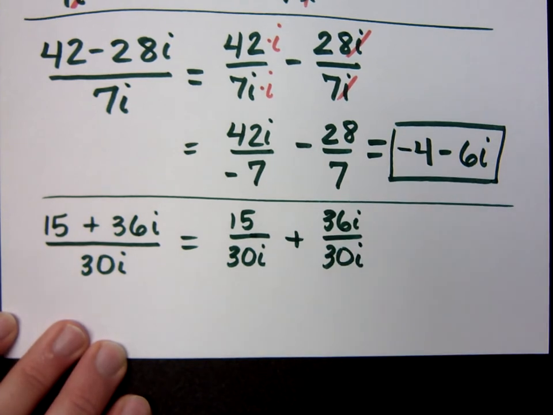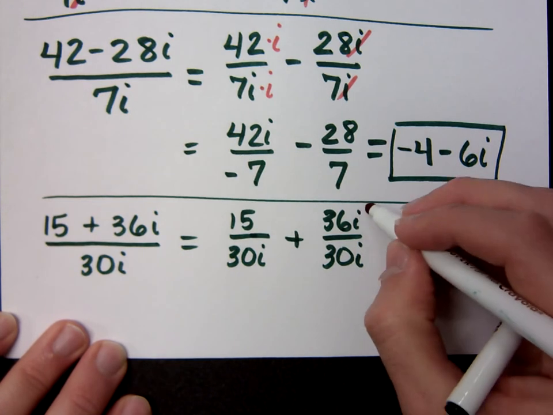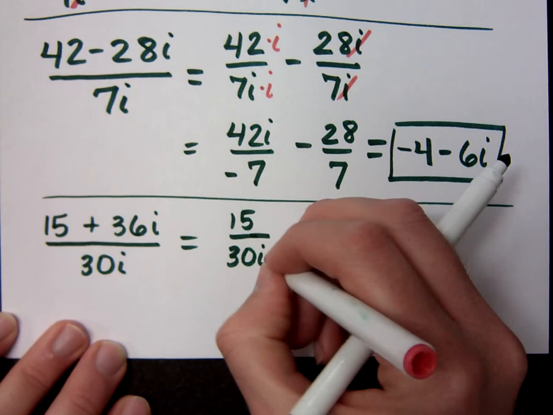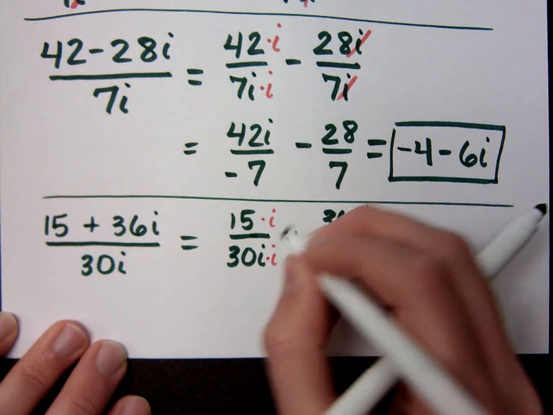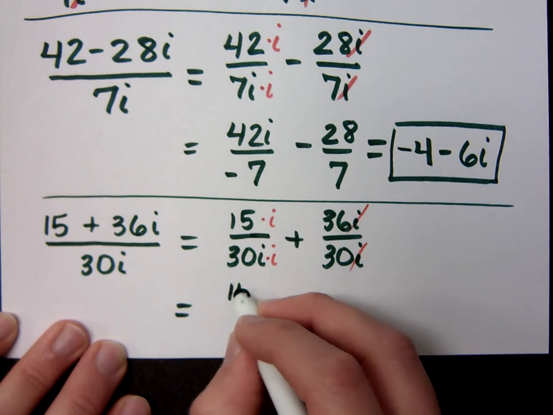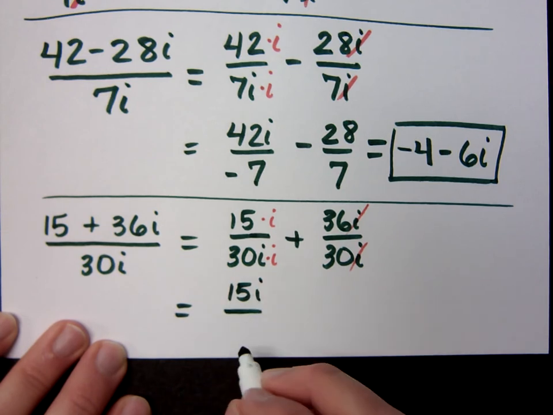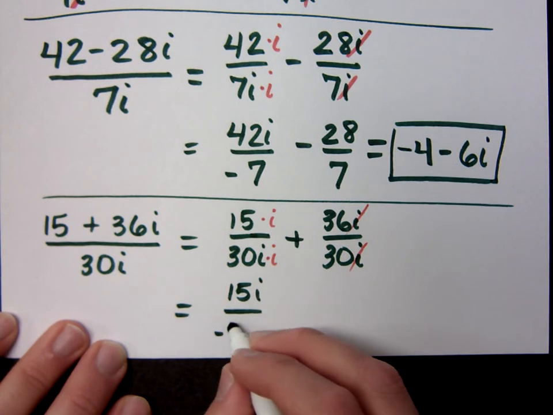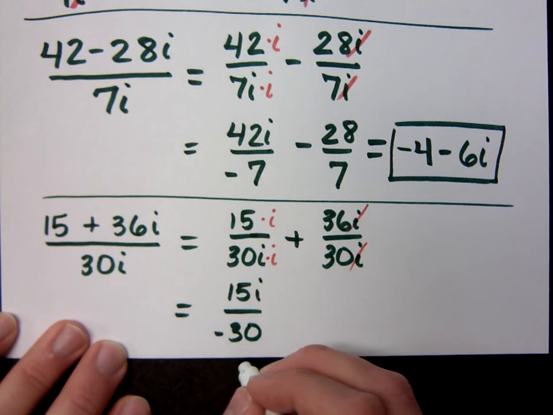What can I do here? Cancel. I can reduce those i's away. And then multiply the other one by i. This guy, he needs that factor of i to make him look a little bit better. So that numerator is 15i. What's that denominator? Negative 30. It starts out as 30i squared, right? But that becomes negative 30.